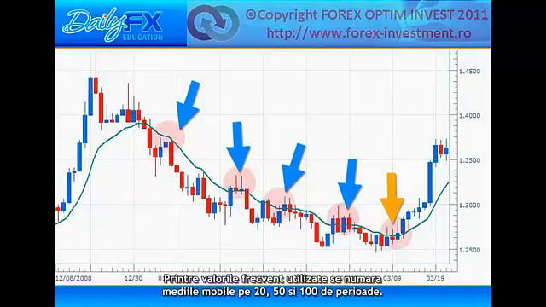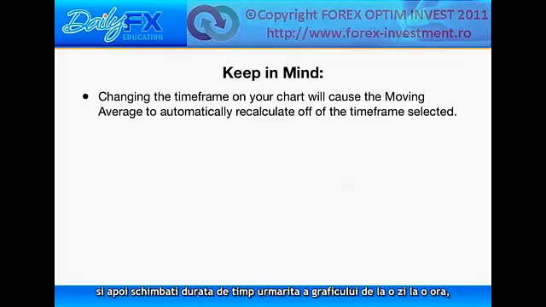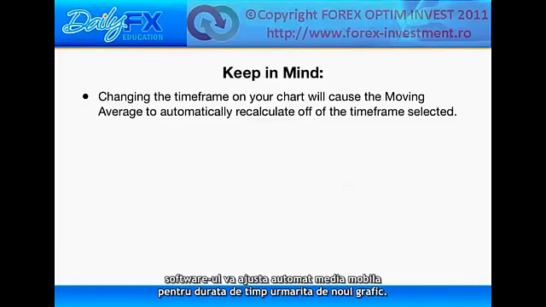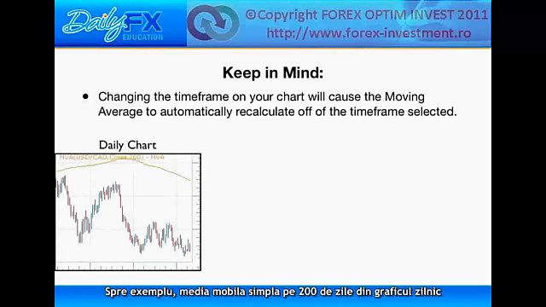Other popular values include the 20-period, 50-period, and 100-period moving averages. It's important to note that if you plot a 200-day moving average on the daily chart and then change the time frame to an hourly chart, the package will automatically adjust the moving average to reflect the time frame of the new chart. So for example, the 200-day simple moving average on the daily chart adds the closing price of the last 200 days and then divides that sum by 200. That number represents the current value of the indicator.